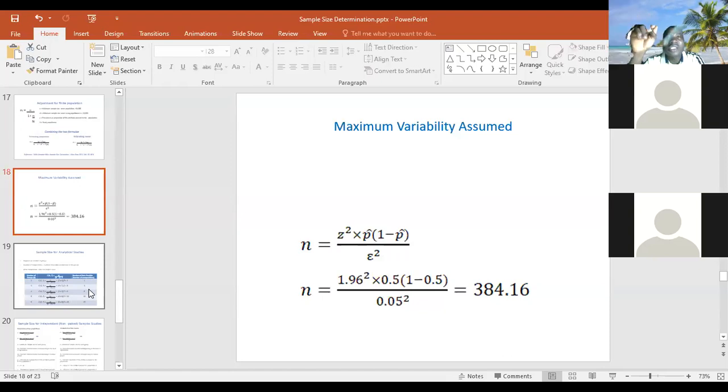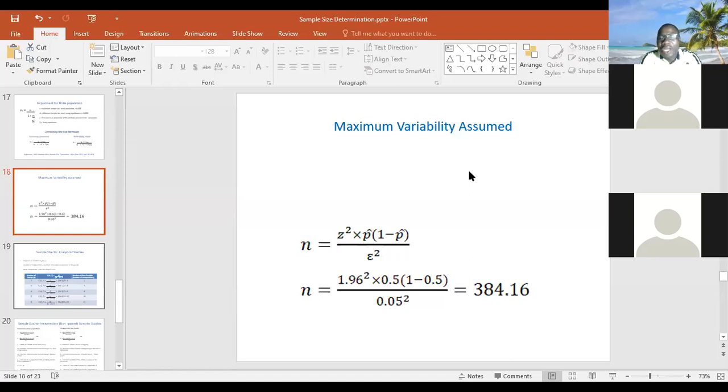And if your maximum error of estimate is 0.05, which is 5%, and you are now 50-50, that is, the prevalence of the attribute, you just assume it is 50. In the situation where you cannot find a previous study that gives you the estimate of the prevalence of the attribute, in that case, you choose 50. If you choose it, this is what you get.